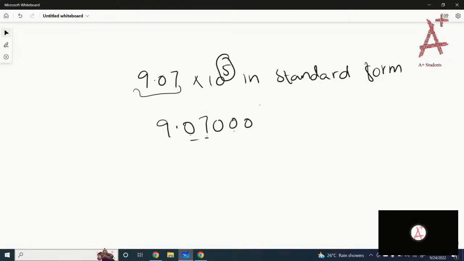1, 2, 3, 4, 5. That means you have to move the decimal point from here to here. It would be then 90700. So this is the standard form. Got it?